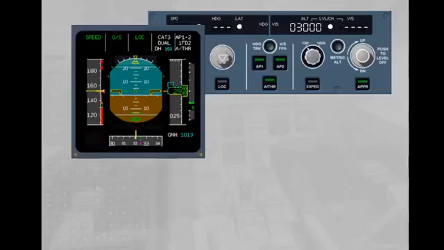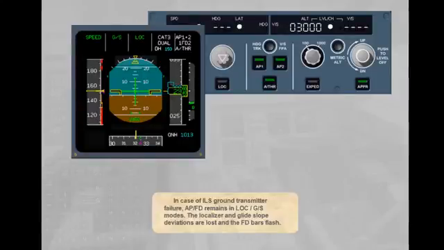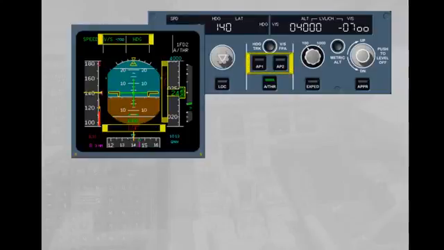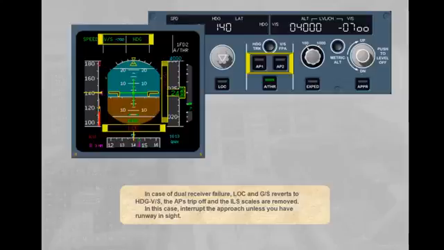In case of ILS ground transmitter failure, autopilot flight director remains in lock glide slope modes. The localizer and glide slope deviations are lost and the flight director bars flash. In case of dual receiver failure, lock and glide slope revert to heading vertical speed. The APs trip off and the ILS scales are removed. In this case, interrupt the approach unless you have the runway in sight.